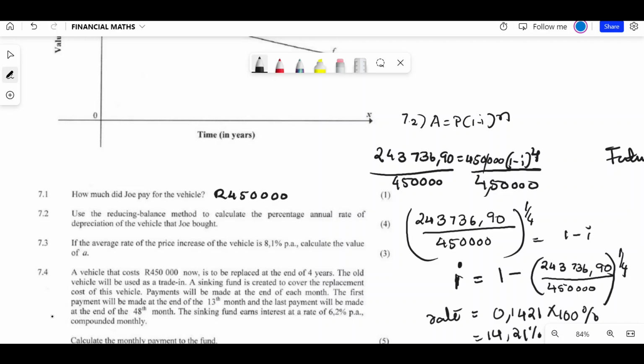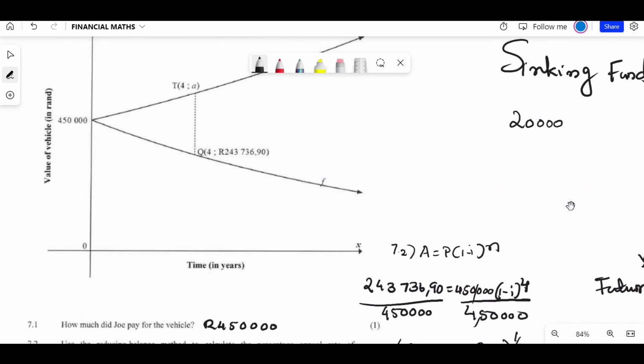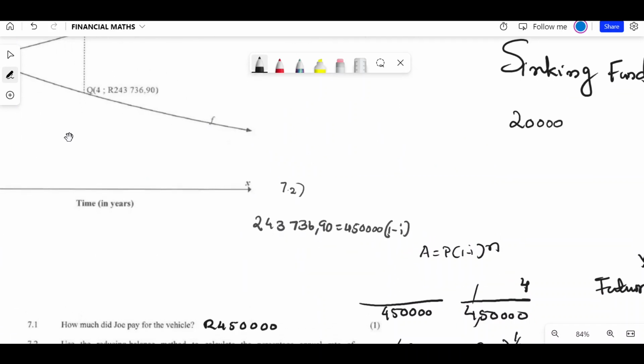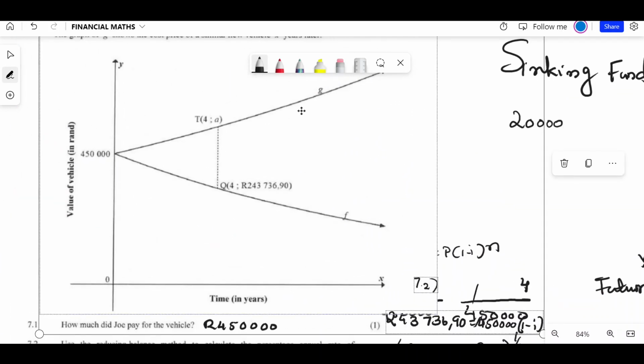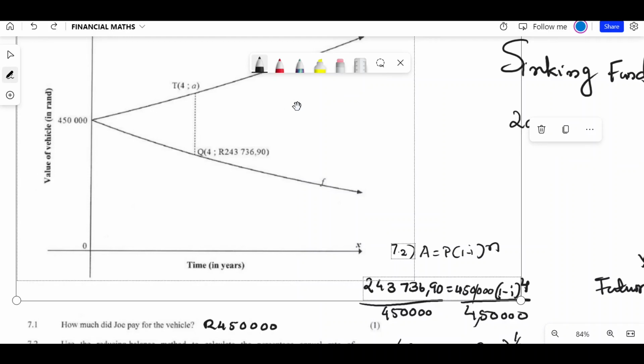Okay, that was 7.2. Now 7.3: if the average rate of price increases of the vehicle is 8.1% per annum, calculate the value of A. So here the percentage of inflation is given, because the other graph that is shown in the diagram is for the inflated value. So the percentage of increase is given and the A is given.